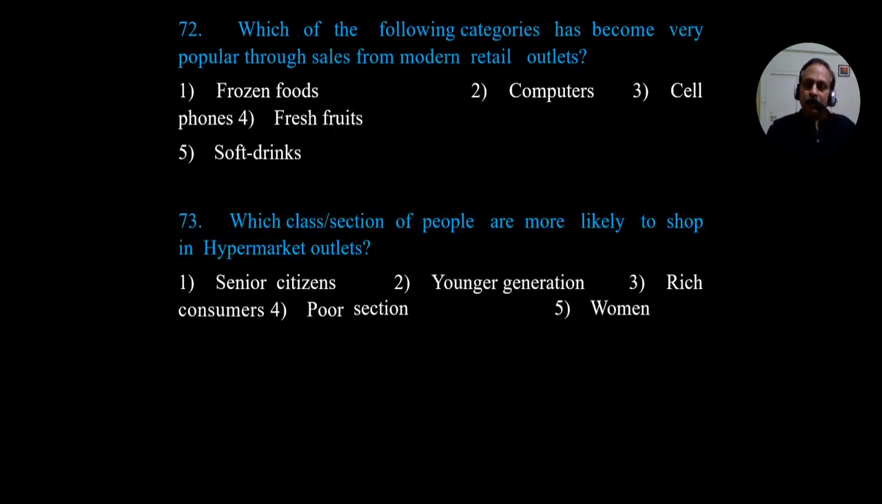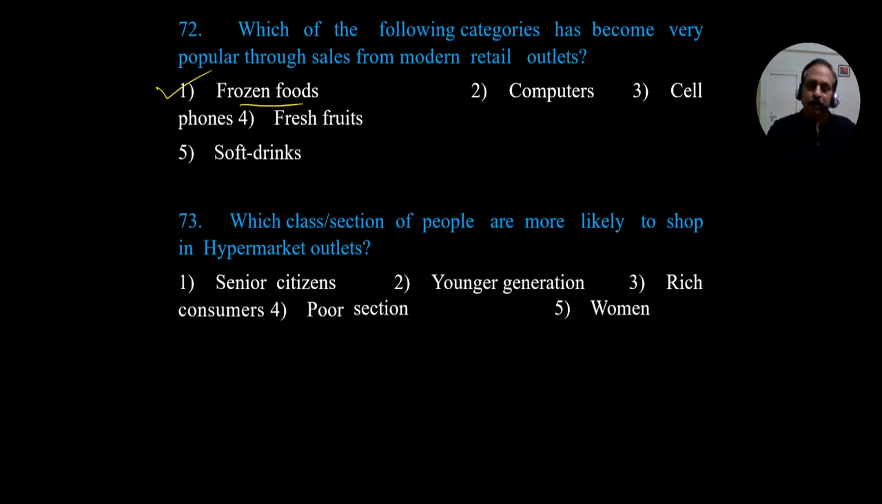Which of the following categories has become very popular through sales from modern retail outlets? Frozen foods, I think mentioned in the passage, 72, answer is frozen foods. That's right. Not computers, not cell phones, not fresh fruits, soft drinks. This is again supermarkets, hypermarkets, the stuff you get over there, they reflect the Western culture. Western countries, they prefer frozen foods, very popular. They buy frozen foods regularly. Now it has come to our country.